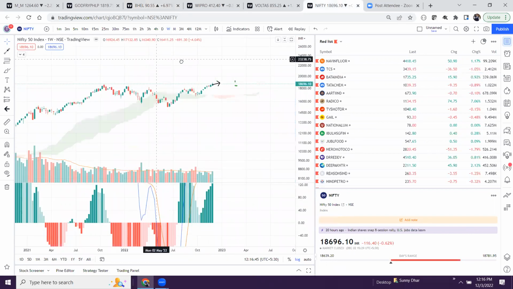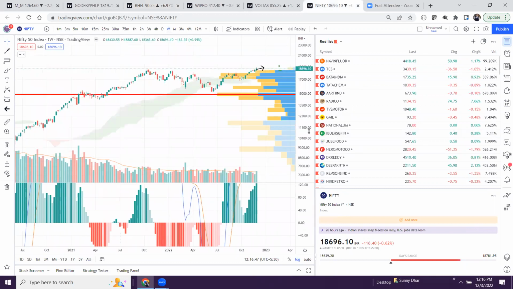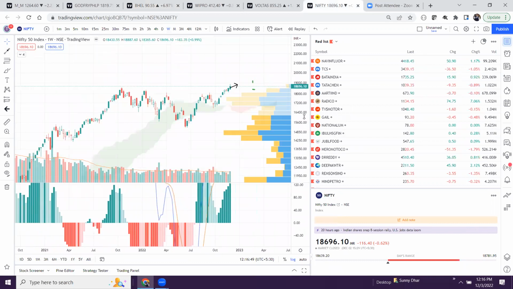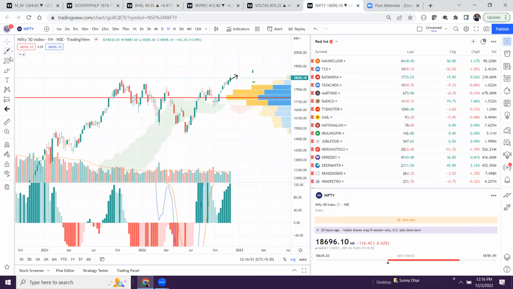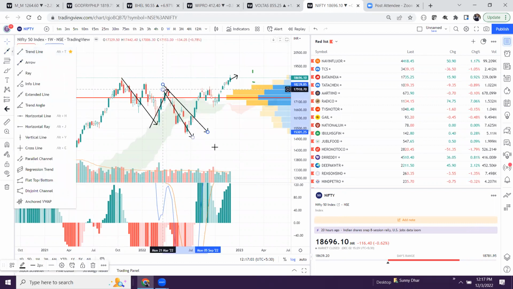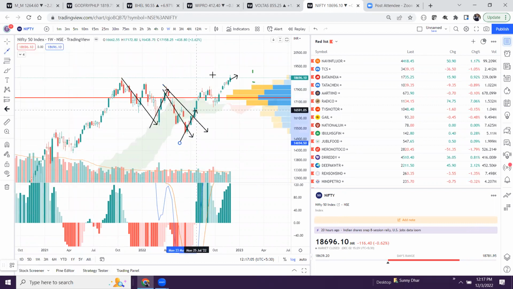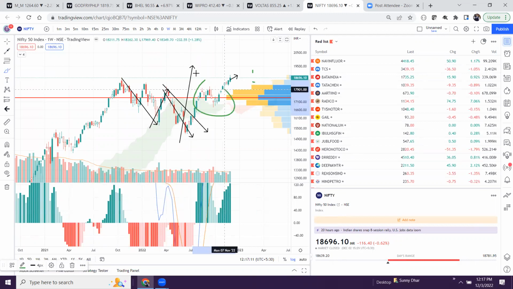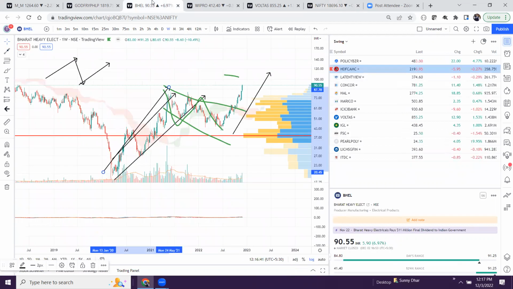And now if you go to the weekly chart, how do you know this correction is over? This is a three-wave structure: 1, 2, and this 3. And once this third is over, you can again capture the next impulse. You move to the upside, and again now see this part, and now again go to this BEL.